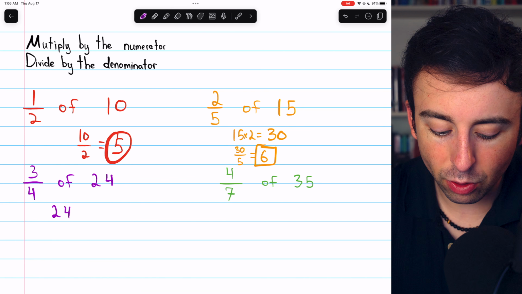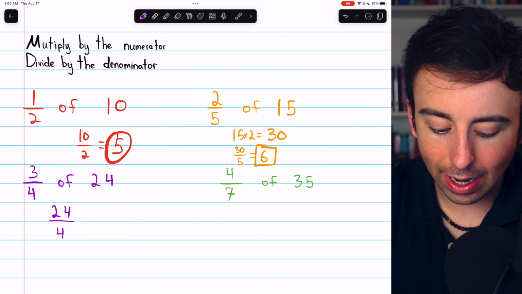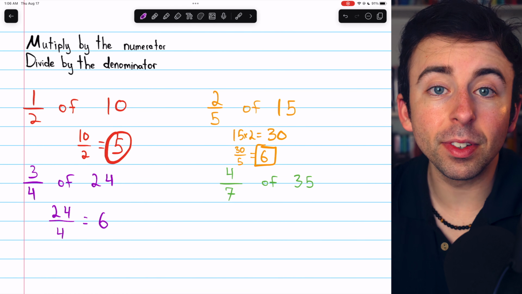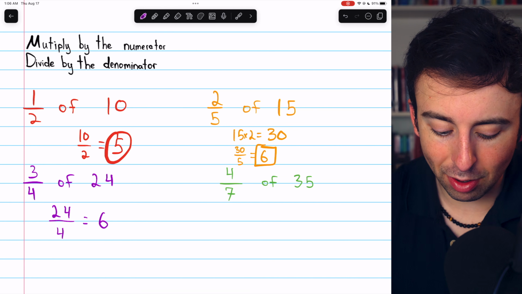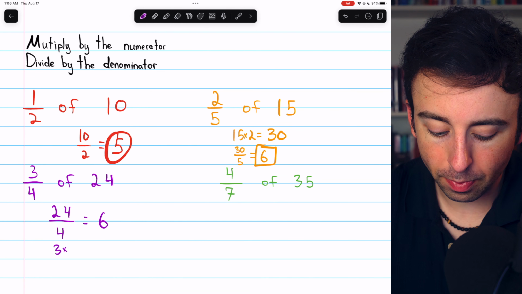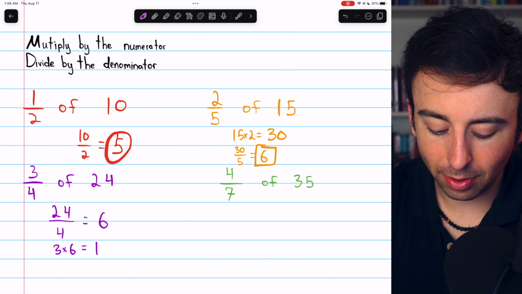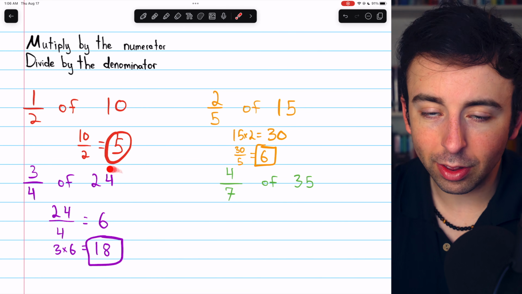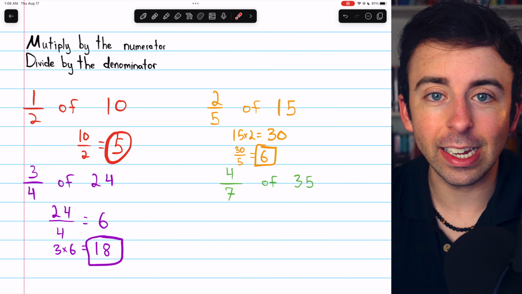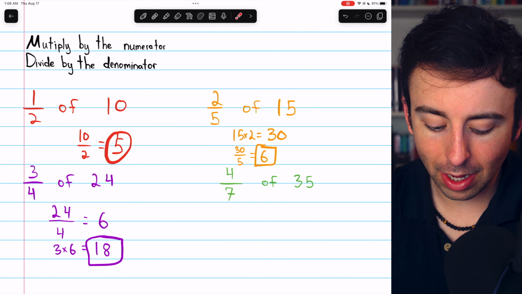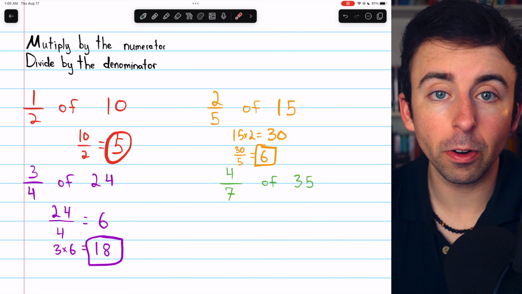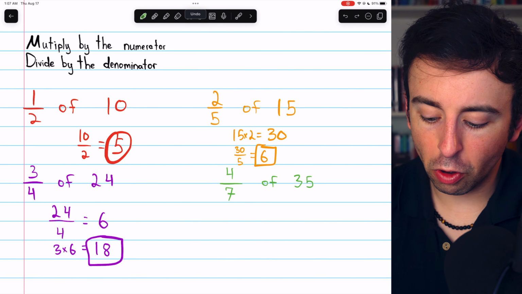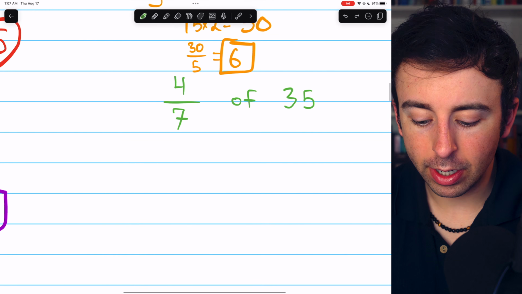we could just do the division first and then do the multiplication. So we'll divide 24 by the denominator of 4, and that gives us 6. Now it's much easier to multiply by the numerator, which is 3. 3 times 6 is 18, and so that's our answer. 3/4 of 24 is 18. We divide by the denominator and then multiply by the numerator. All right, we'll do one more, and then I'll show you an example that's a little bit different.